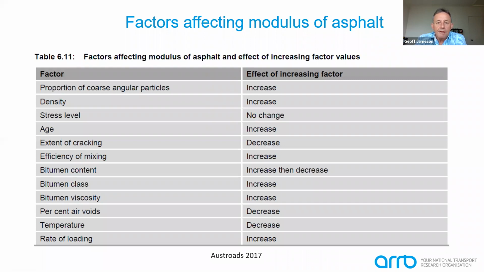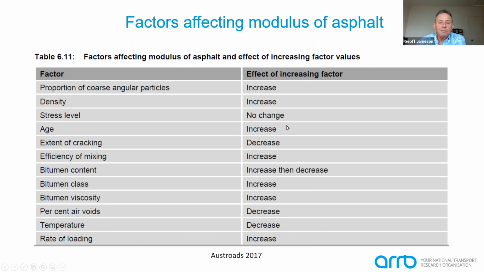These are some of the factors affecting the modulus of asphalt, and the critical factors here that are different from what we talked about for cemented materials is that we allow for the fact that as the temperature increases, the modulus decreases, and as the speed of loading increases, the modulus increases as well. So the faster the traffic, the higher the modulus you would use in design, and you'd use a different modulus, say in Queensland, than you would in Melbourne because of the temperature differences.